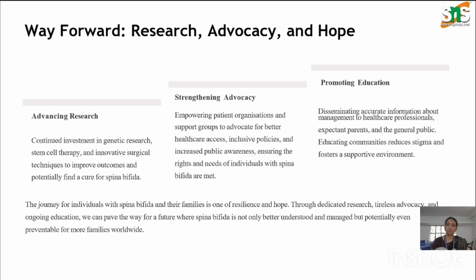So the journey for individuals with spina bifida and their families is one of resilience and hope. Through dedicated research, tireless advocacy, and ongoing education, we can pave the way for a future where spina bifida is not only better understood and managed, but potentially even preventable for more families worldwide.